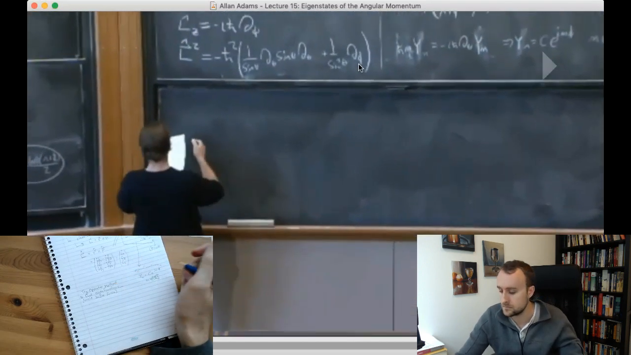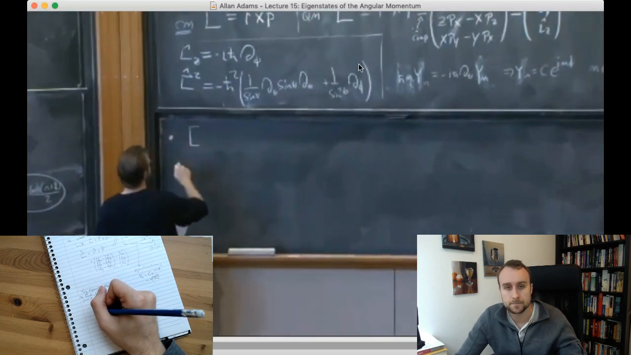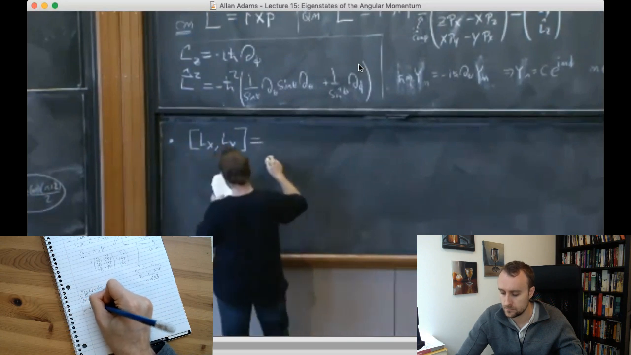So now we need to study the operators of angular momentum. So let's study them in a little more detail. Something you're going to show in your problem set is the following. The commutator of Lx with Ly takes a really simple form. This is equal to i h bar Lz.